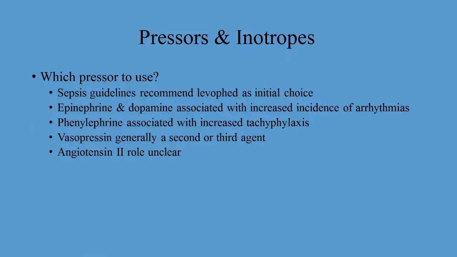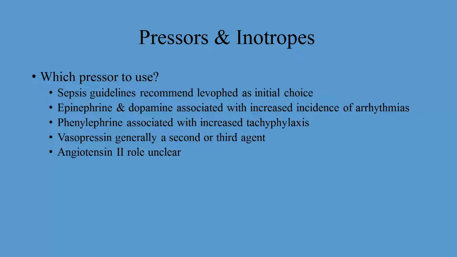So you've got all these choices, and which ones do you use? And there's no great data on this. Most of what's out there is either small studies or just kind of general consensus. And so the Surviving Sepsis guidelines recommend Levophed as the initial choice. There are some fairly robust studies in sepsis looking at Levophed versus dopamine, and no difference in outcomes, but just decreased arrhythmias with norepinephrine. So that tends to be the choice.